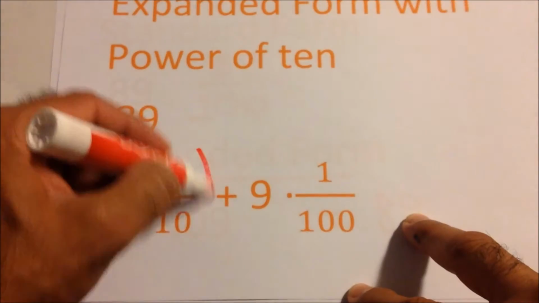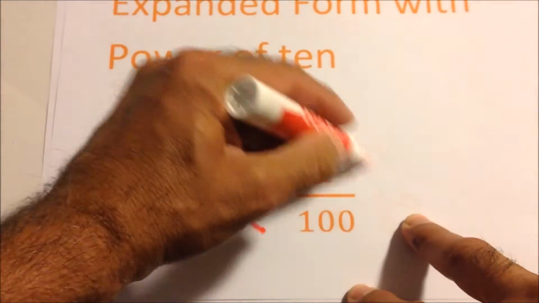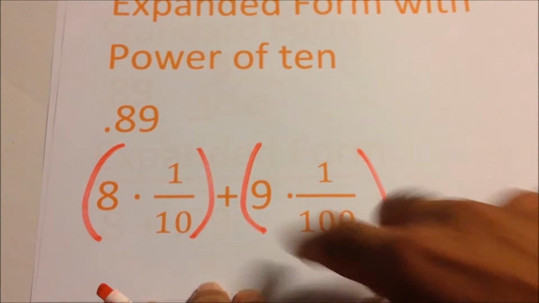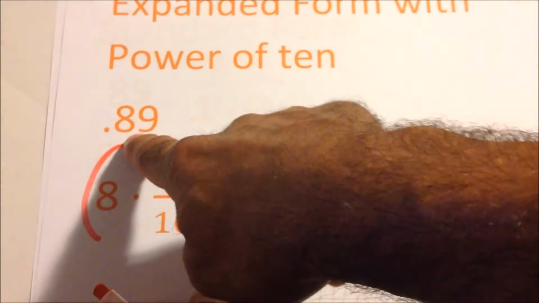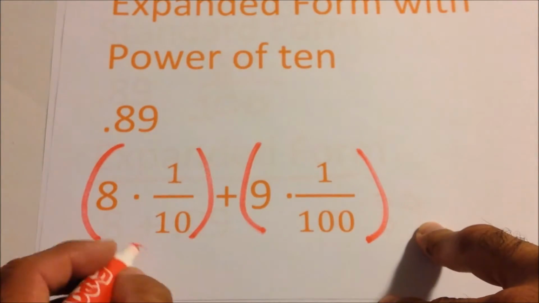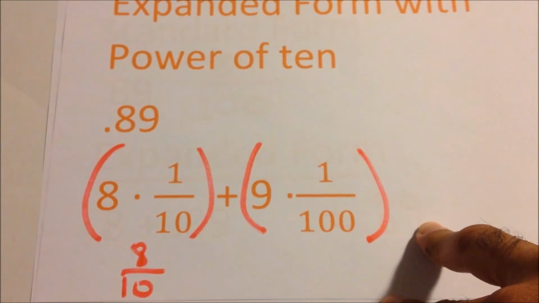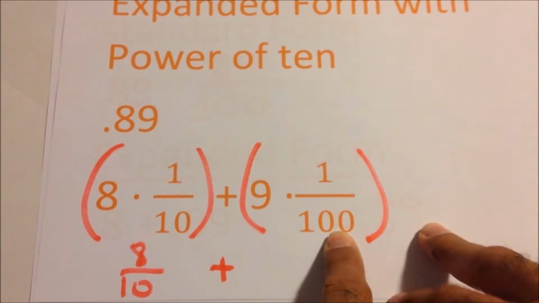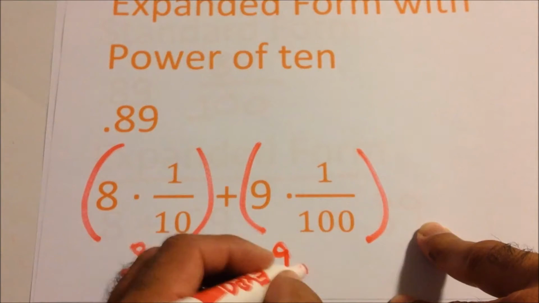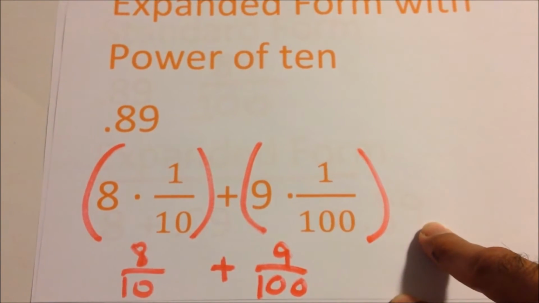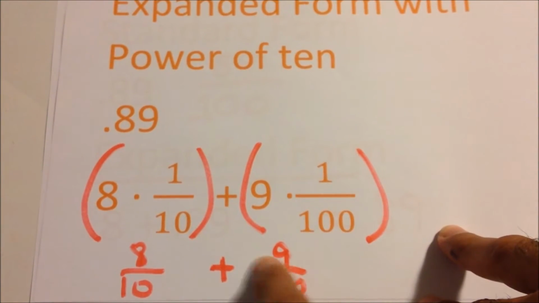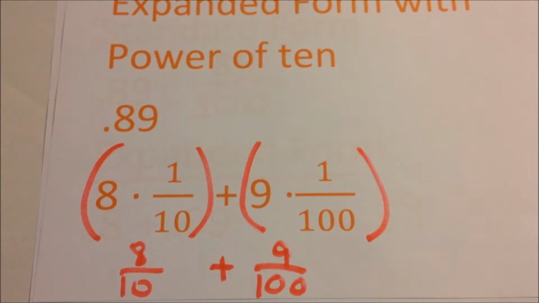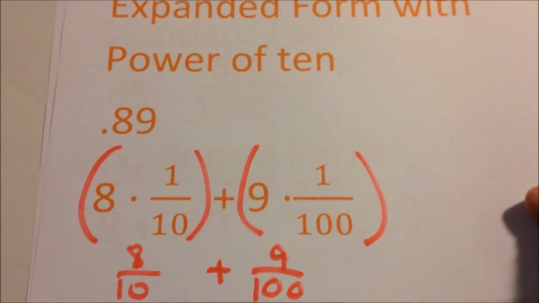And we can do expanded in powers of 10. So with powers of 10, let's put the parentheses here. We're just adding with powers of 10. In this case, 8 times 1/10 is 8/10. We get 8/10 over here, which, remember, decimals are fractions. 8/10 is 0.8. And 9 times 100th is 9 over 100, or 0.09, same thing. So we have expanded form with powers of 10.